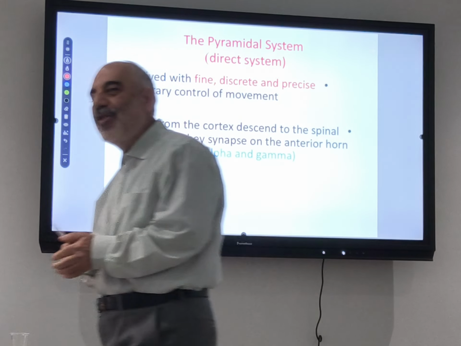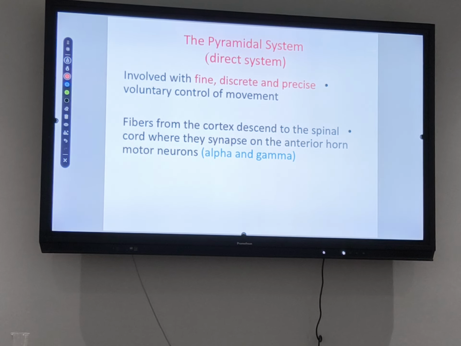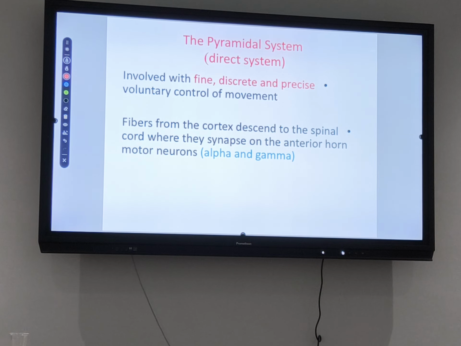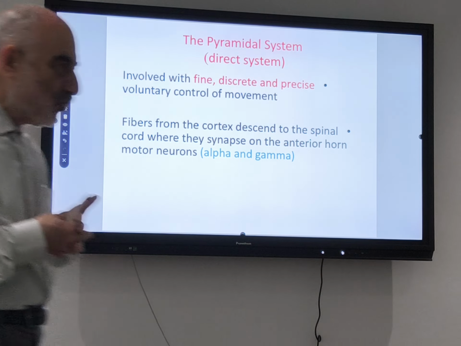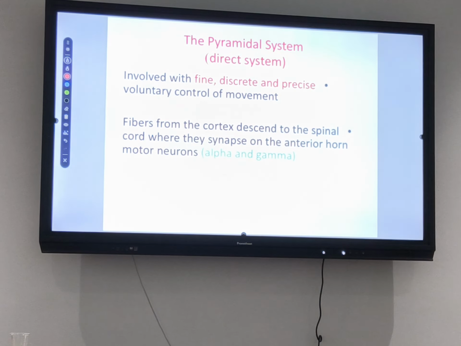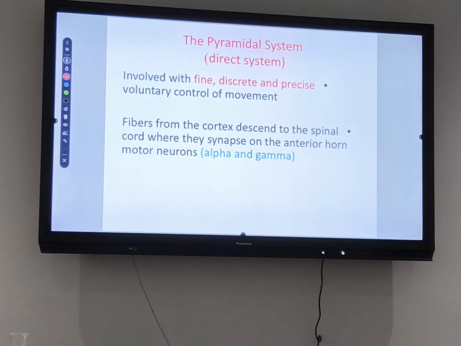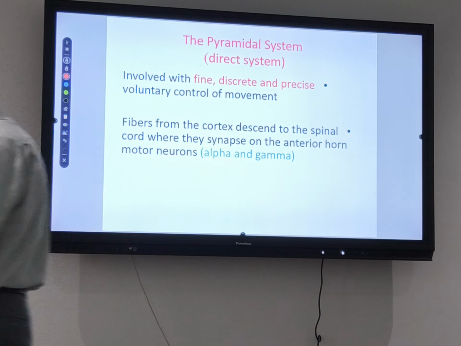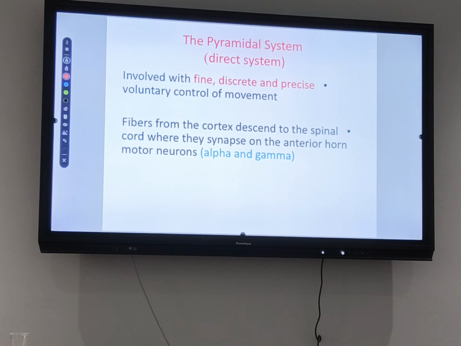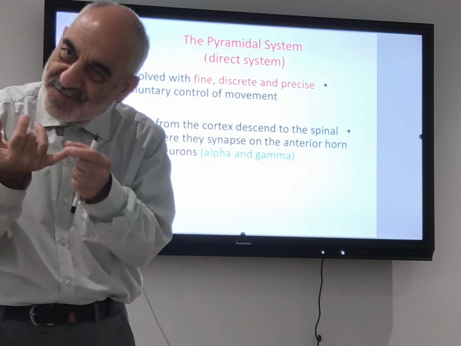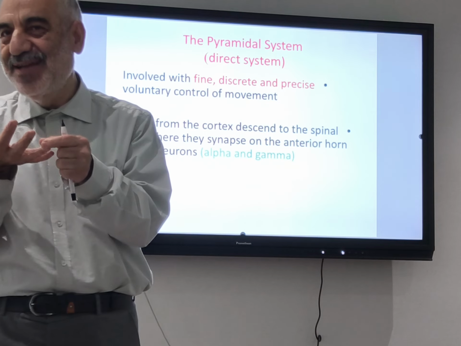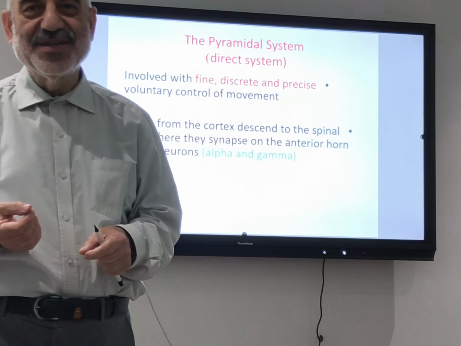What do you think? Maybe the question is like this: the alpha motor neuron innervates which kind of muscle, intrafusal or extrafusal? Yes. Very nice, extrafusal muscle. Another question. The gamma motor neuron innervates extrafusal or intrafusal? Very nice, intrafusal. So you must know extrafusal muscle fibers, you must know intrafusal, and you must know the innervation.